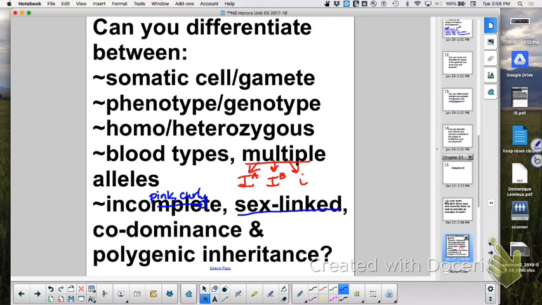Sex-linked traits. Those are another way we could say sex-linked for our benefit is just what?